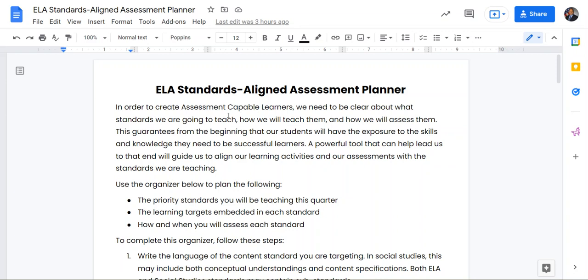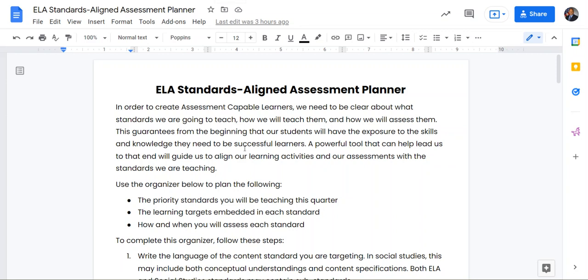Today, we're going to build on a tool that was introduced in our Quarter 1 session, the Standards Align Assessment Planner. We're going to focus on using writing to formatively assess and summatively assess our students. And we're going to utilize a tool that you were introduced to earlier in the day, the single point rubric.